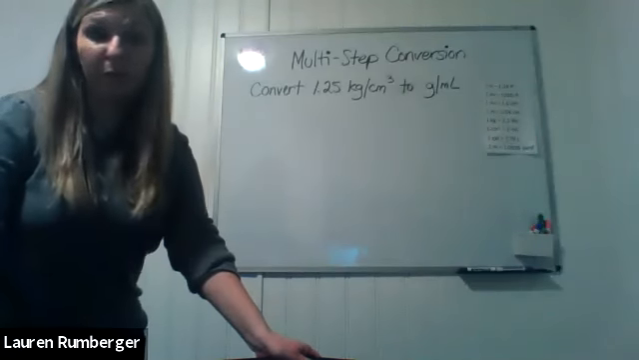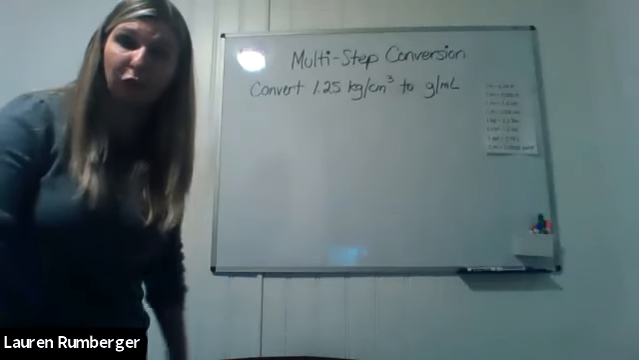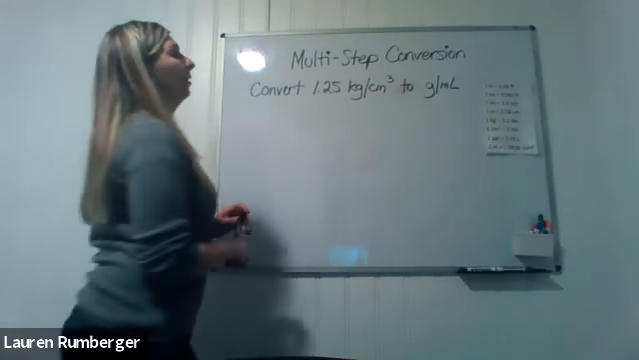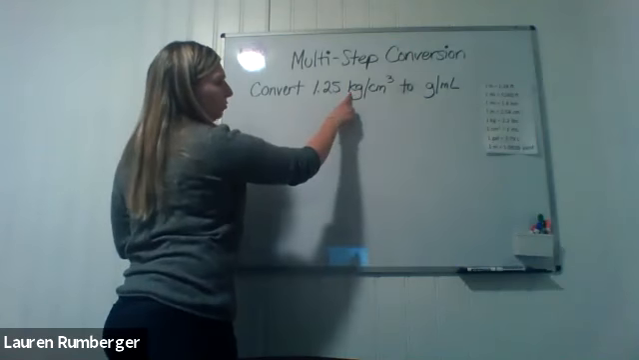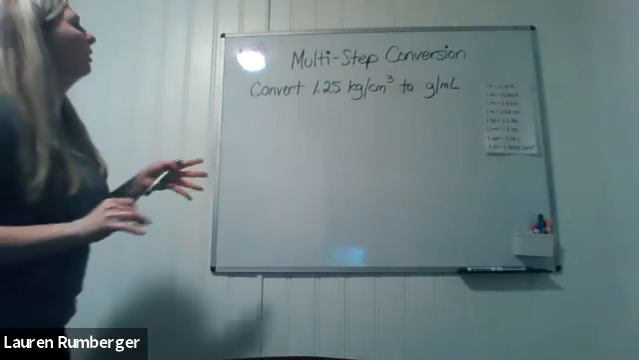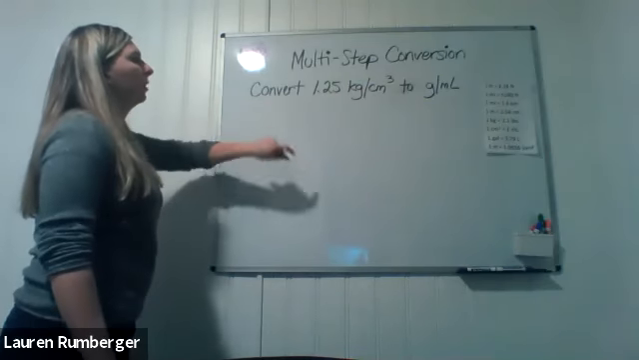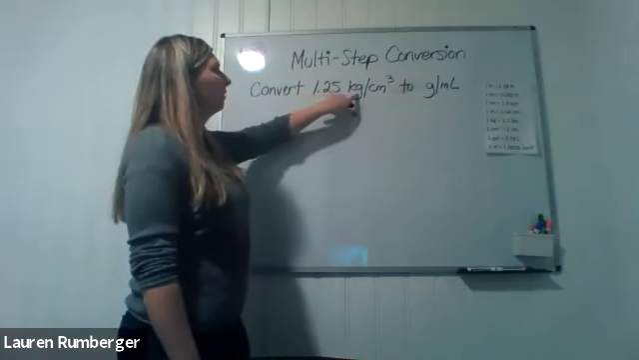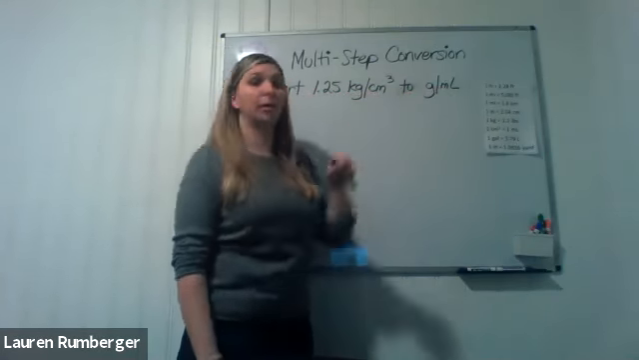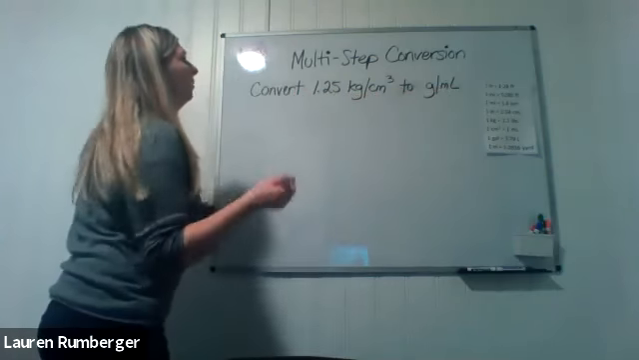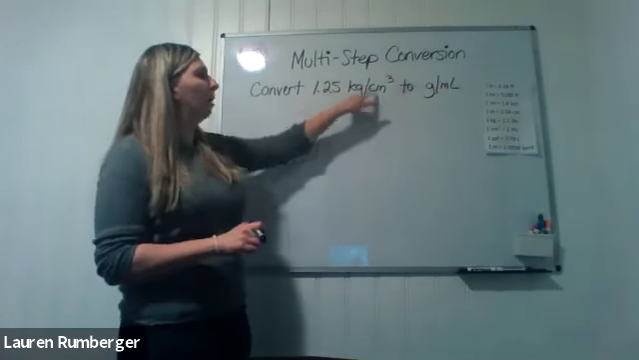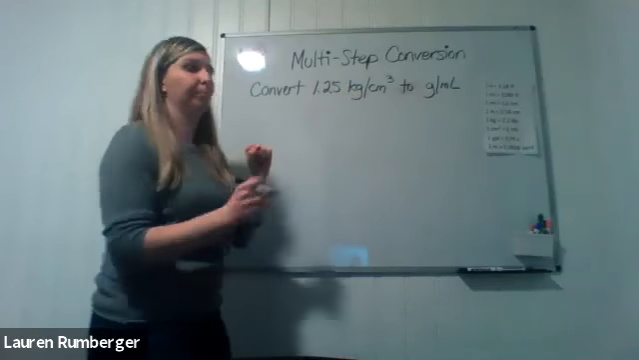This next problem is also a multi-step conversion. Now, what you're going to notice here is that we have units in a numerator and a denominator in this given value. So in this case, we are converting 1.25 kilograms per cubic centimeter to grams per milliliter. Okay, so let's identify what it means when we write it in this way.